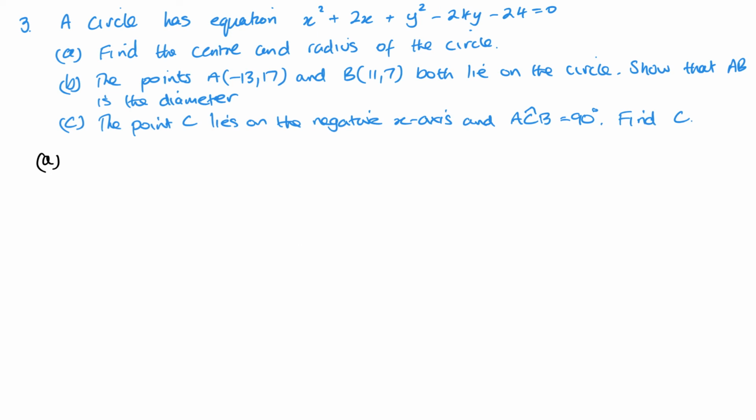The center and the radius will come from rearranging my equation here into the proper form of an equation of a circle. So into its x minus a squared plus y minus b squared equals r squared. So to do that, it's just a bit of completing the square and rearranging.